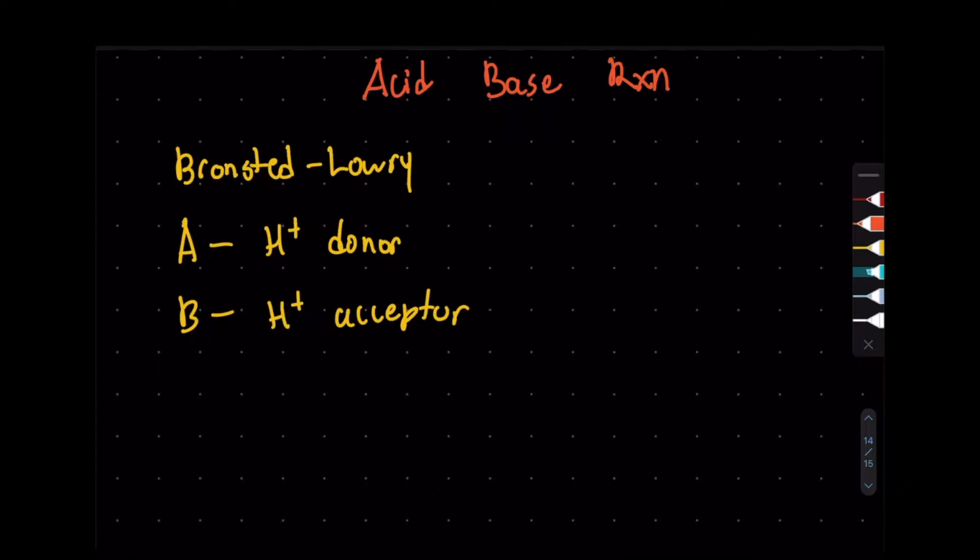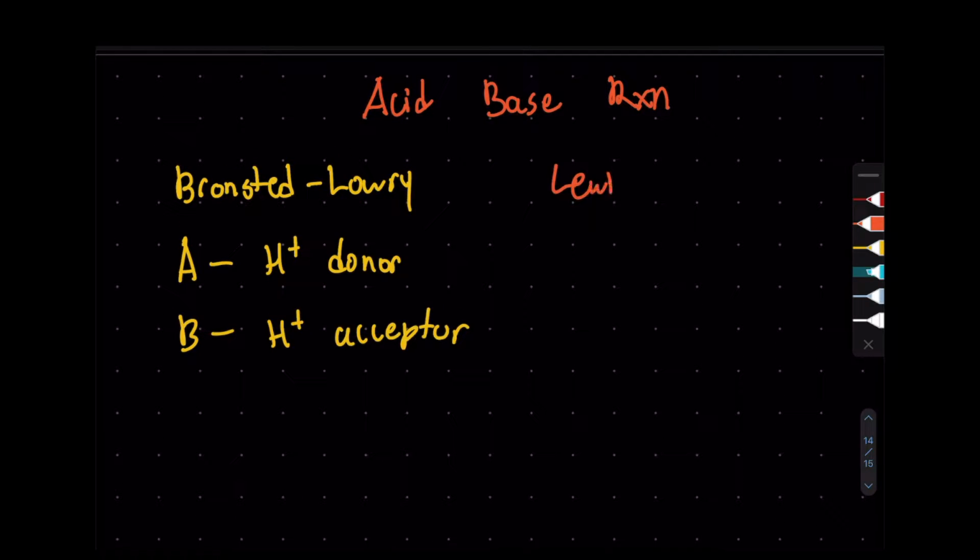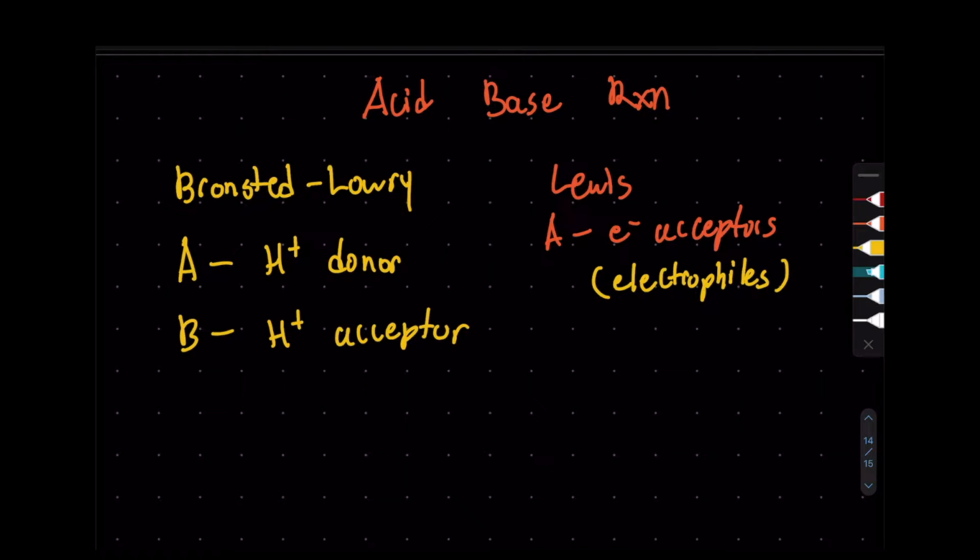And also the Lewis definition is acids are electron acceptors, so we can classify them as electrophiles. And bases are electron donors, or nucleophiles.